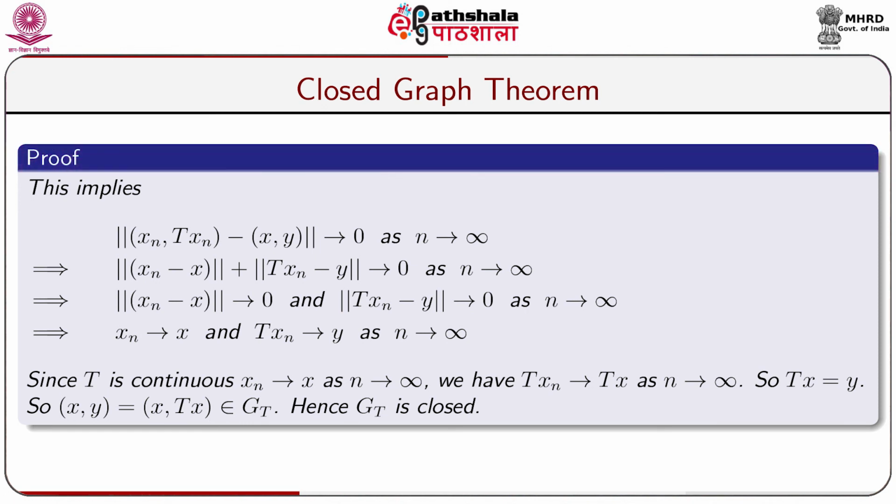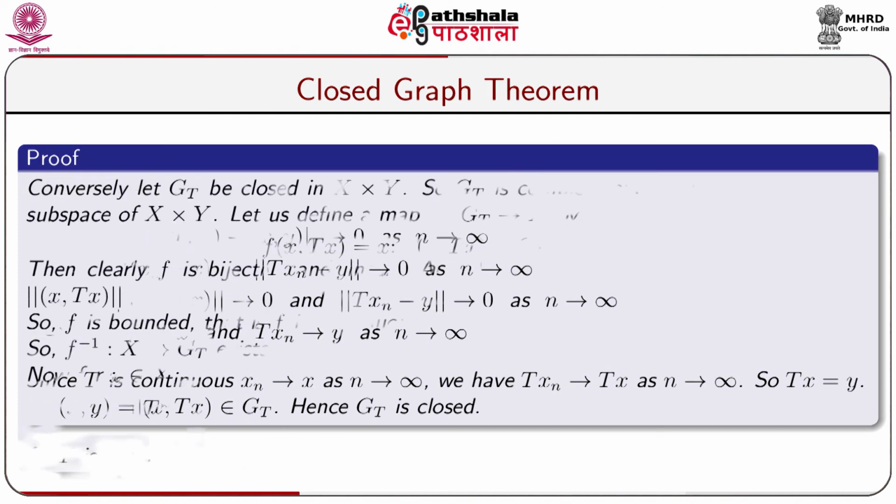We started with (x, y) belonging to GT bar, and we have shown that (x, y) belongs to GT. So GT bar is a subset of GT. Automatically, GT is a subset of GT bar. So GT is equal to GT bar, and consequently GT is closed.